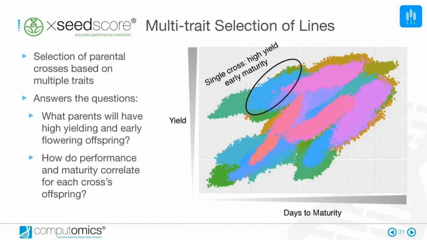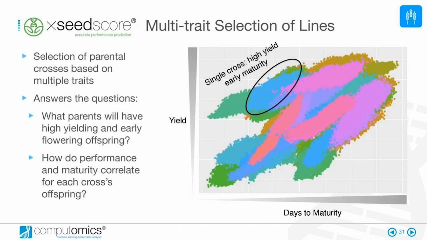So here we have another example from one of our customers, where we optimized for 2 traits at once. The breeder was interested in plants with high yield and early flowering. Yield and days to maturity are usually highly correlated. This is what the plot on the right-hand side shows. Each color cloud basically represents the simulated offspring of one cross.